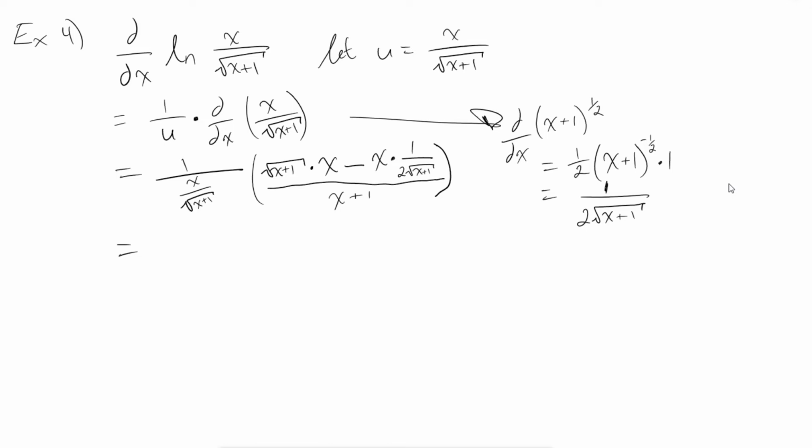So I'm going to rewrite it once again. So I have 1 over a fraction. When I have 1 over the fraction, that is the same as the denominator over the numerator. So this is equivalent to the square root of x plus 1 divided by x. And then I have, once again, root x plus 1, x, really should be x plus 1, I guess, minus x over 2 root x plus 1, all divided by x plus 1.